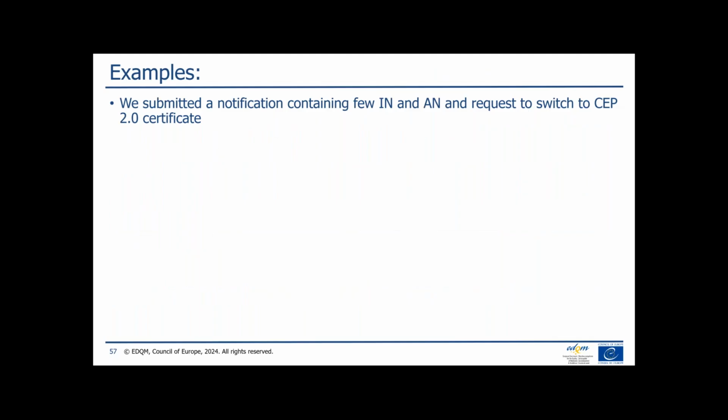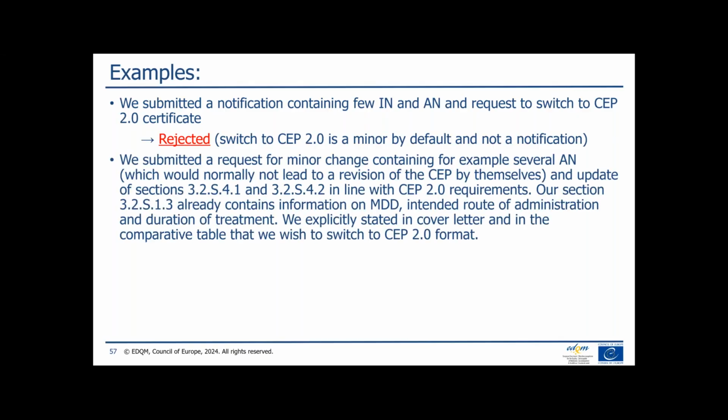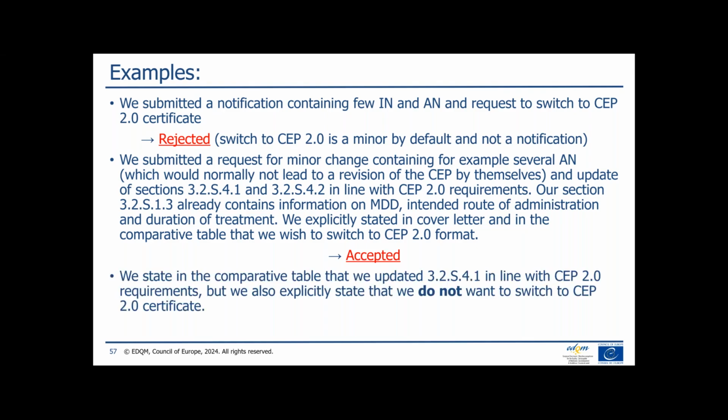So I will have to go very quickly through this example because the time is running out. And if you're submitting a request to change to SEP 2.0 within a notification, this will be rejected because this is minor by default. However, if the dossier is updated in line with SEP 2.0 requirements, and you submit a minor change, minor revision, this is acceptable. You can also update the dossier in line with SEP 2.0, but you do not wish a SEP 2.0 certificate, this is also acceptable.